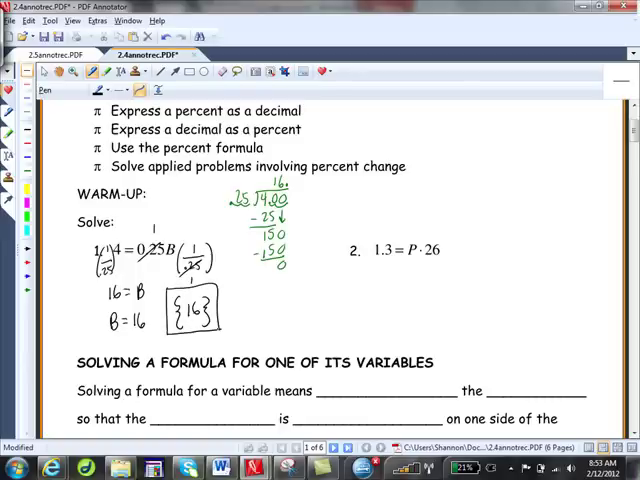And of course, as the last step, you should be double checking to make sure that this does indeed work. If you checked in the original equation and you multiplied 16 by 0.25, you would end up getting 4, so you have an identity. But I will leave the checks to you guys to do.